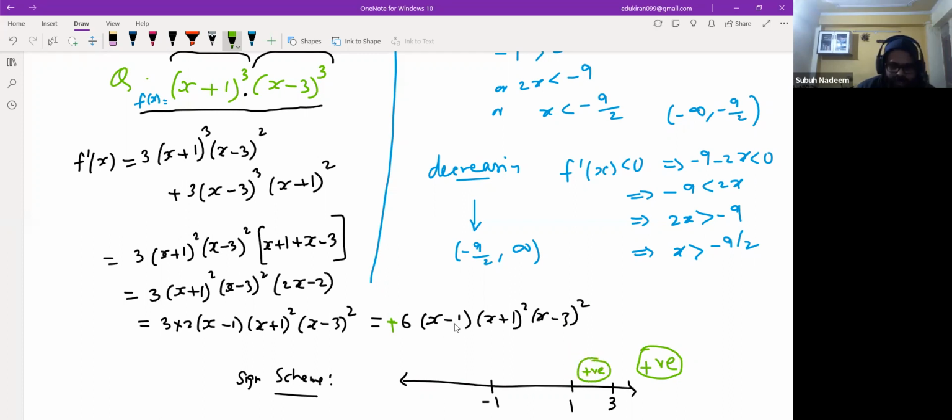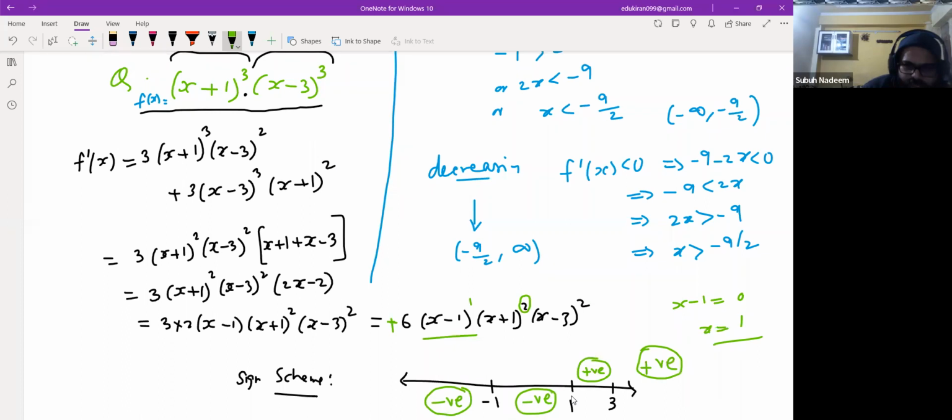Then for 1, the power of (x minus 1) is 1, which is odd. So it will change sign. Then the power of (x plus 1) is 2, which is even power. So it will not change sign. It will remain as it is. So only at x minus 1 equal to 0, x is equal to 1, this is the critical point. So there only the sign will change. Otherwise, the sign will not change. So this will be positive, this will be positive. Then it will be negative, then also it will be negative. So this is the sign scheme.